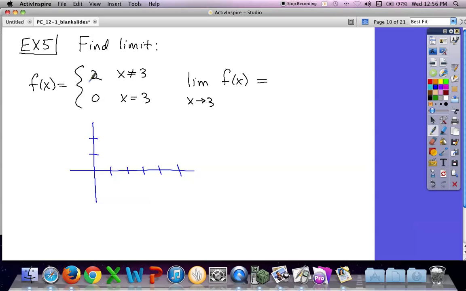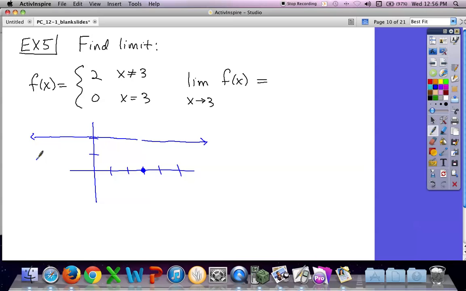Okay, the first line says f of x equals 2 for x not equal to 3. So for every value of x, there's the graph, except for when x equals 3, there's a little hole in the graph, jumps right over the top of it, and the value of the function is 0. So that's the graph we're looking at. Okay.